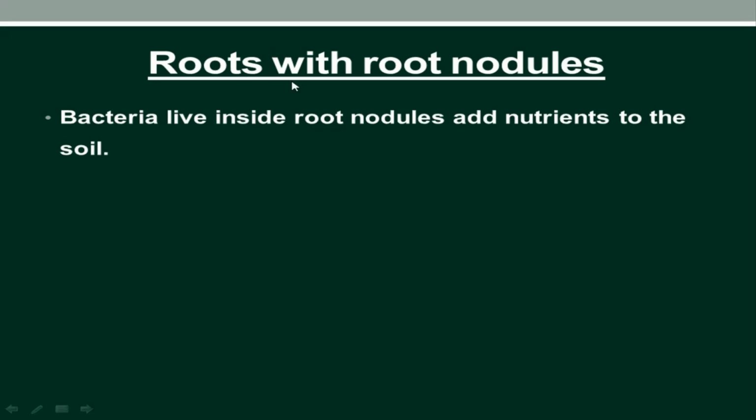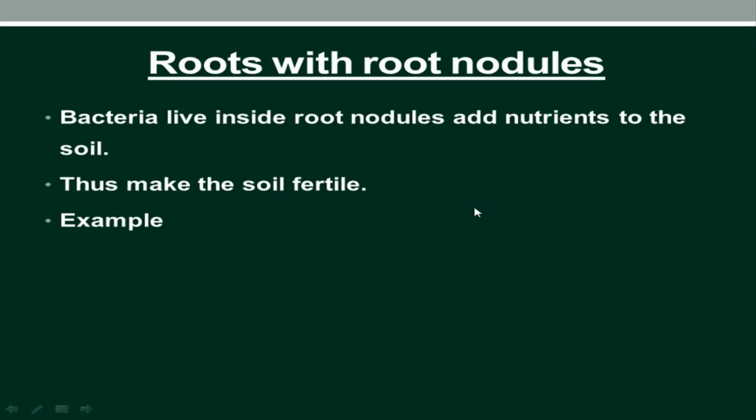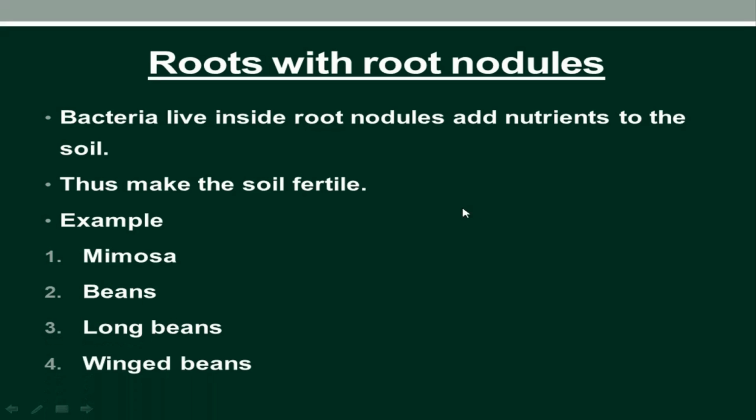Now, roots with root nodules have bacteria living inside the nodules that add nutrients, meaning nitrogen, to the soil, thus making the soil fertile. Fertility is increased. Examples of plants which bear root nodules are mimosa, beans, lawn beans, and wing beans. Those plants belong to the leguminous plants. In these root nodules live bacteria that convert atmospheric nitrogen into soil nitrogen, right?